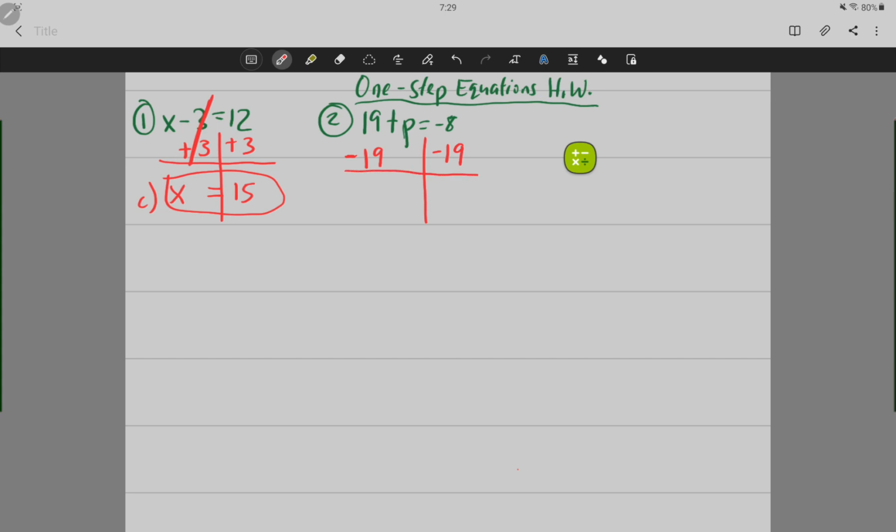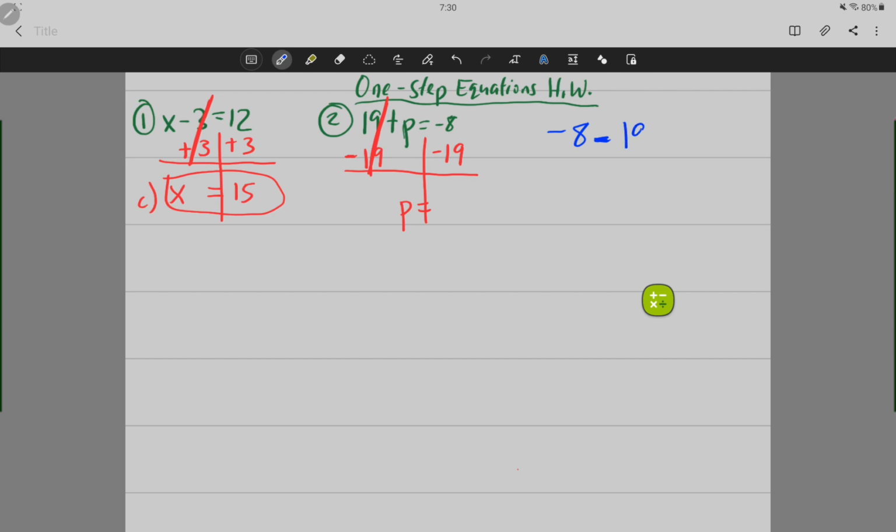19 minus itself is 0. Again, don't put 0, just cross it out. Bring down p and equal. Now here, remember your rules for integers when you're subtracting. Negative 8 minus 19. I'll just do that part over here. You don't have to do this per se. I'm just reminding you again what happens.